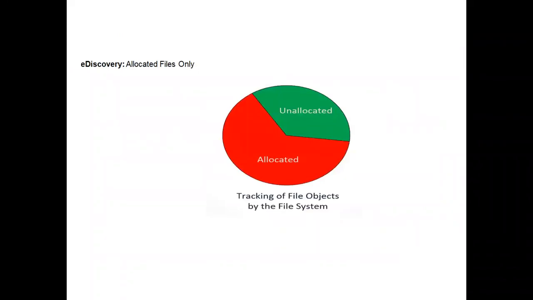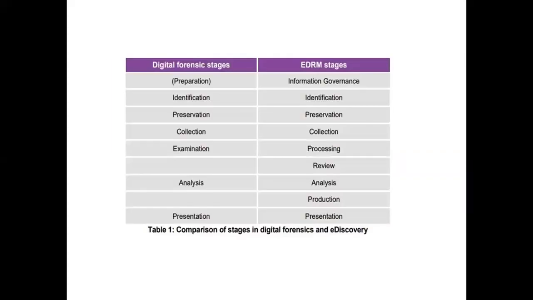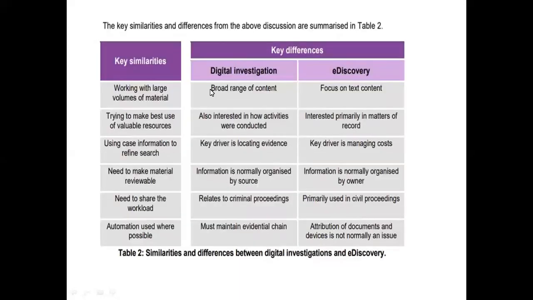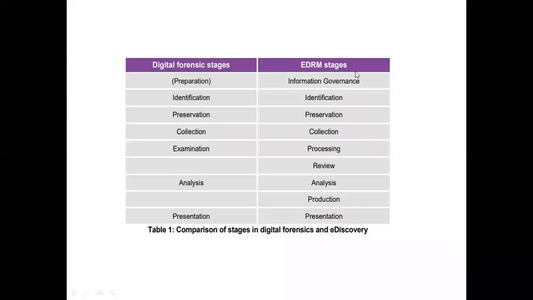Next, going to allocated and unallocated. I have told you all the stages of digital forensics and the EDRM, electronic discovery reference model, stages. Here in digital forensics we will first prepare the content. Here we will gather the information governance. We can see the stages difference also. Here we will first gather the information and prepare the content, and here we will just say gather the information.